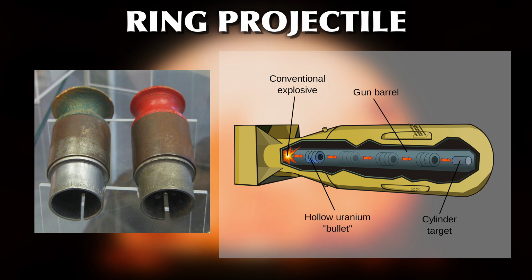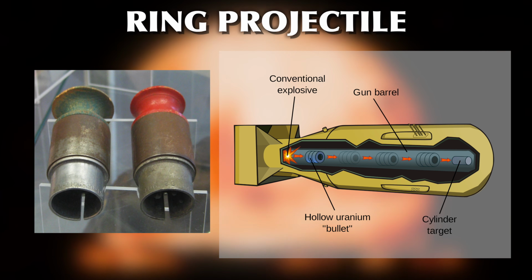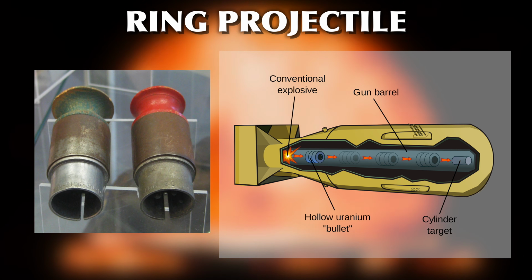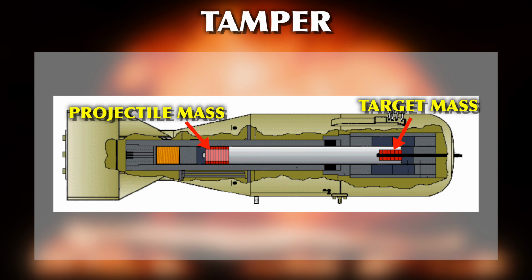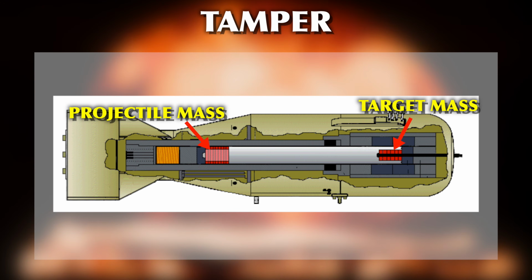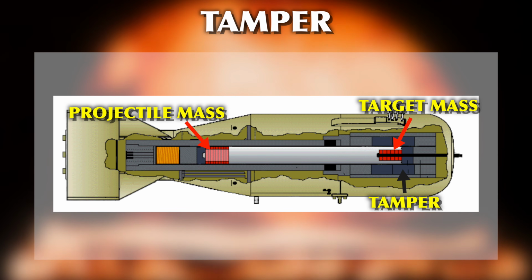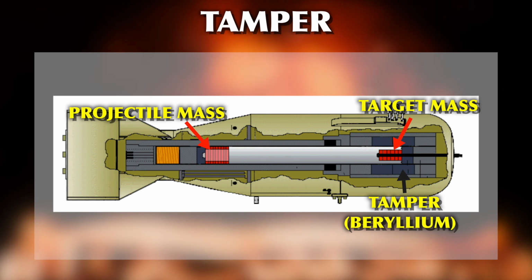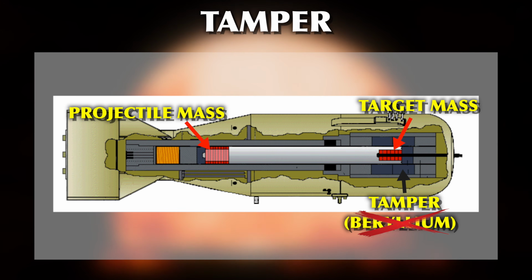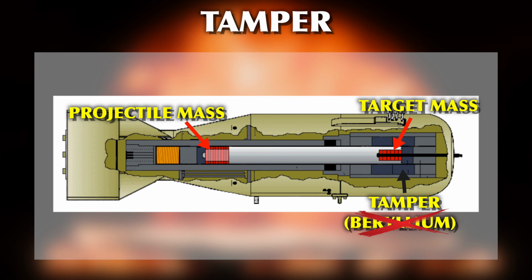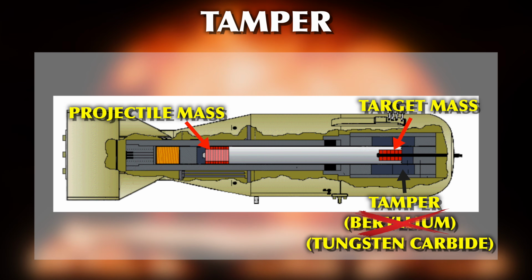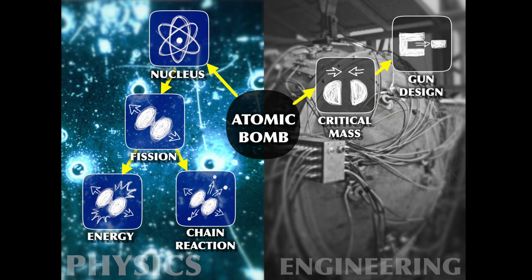The gun simply fired a subcritical ring which would fit around the subcritical target cylinder, assembling a critical mass and triggering the initiator. You can see in the schematics of the gun bomb that the target mass is surrounded by the tamper, which was originally supposed to be made of beryllium because of its excellent neutron reflecting cross-section. Until they figured out that just a single bomb would use up all of the beryllium available in the entire USA at that time. So they used tungsten carbide instead.